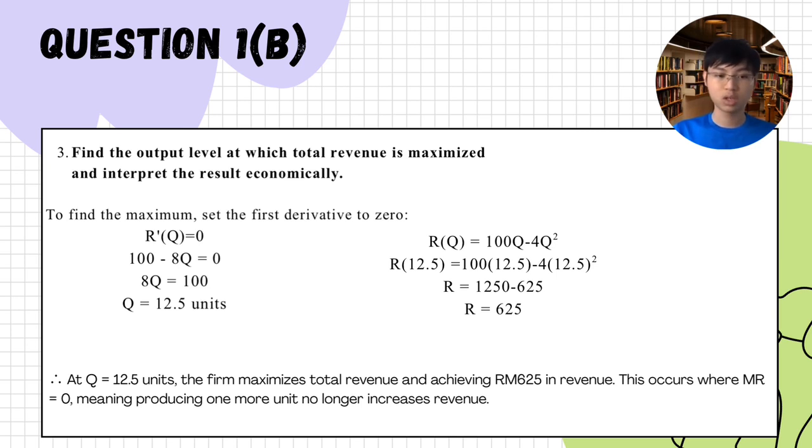In conclusion, at a quantity of 12.5 units, the firm maximizes total revenue at 625.